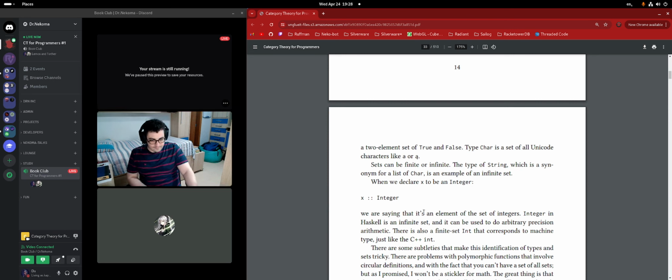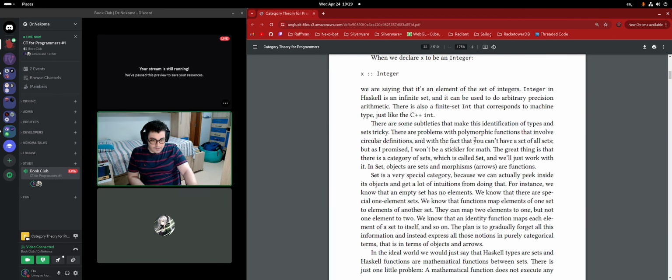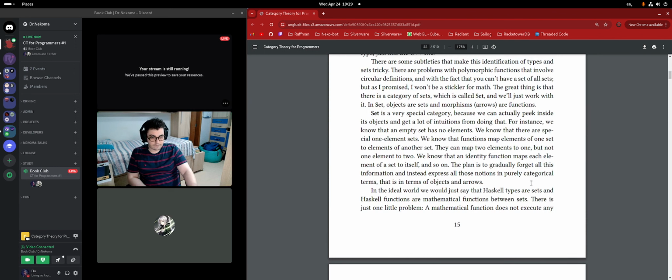Yeah, let's continue. So we have a value x that is a member of the type integer, not set, sorry, the type integer, which is the C++ int, and that's fine. The great thing is that there's a category of sets, which is called Set, and we will just work with it. So there are sets with one element, right? One element sets.